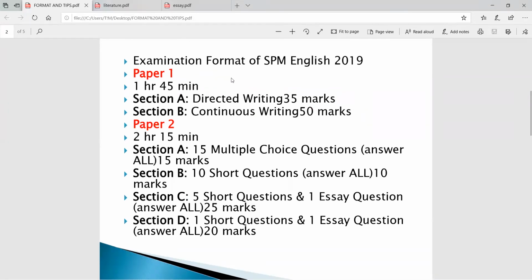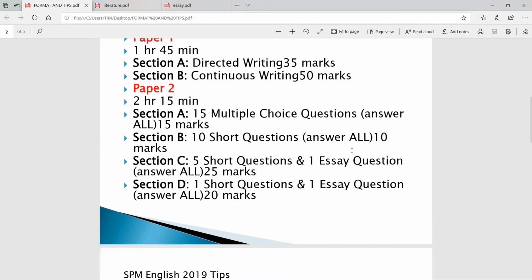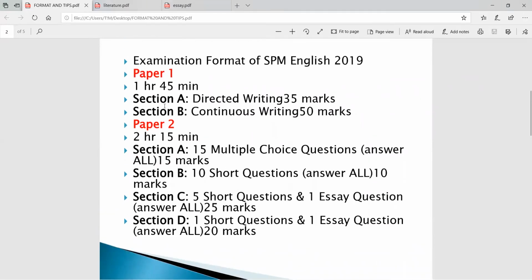So for your SPM format, for your paper 1, it is 1 hour 45 minutes. You have 2 sections, section A and section B. This is basically your essay paper. So you have section A, directed writing, it is 35 marks, and you have section B, continuous writing, which is 50 marks.